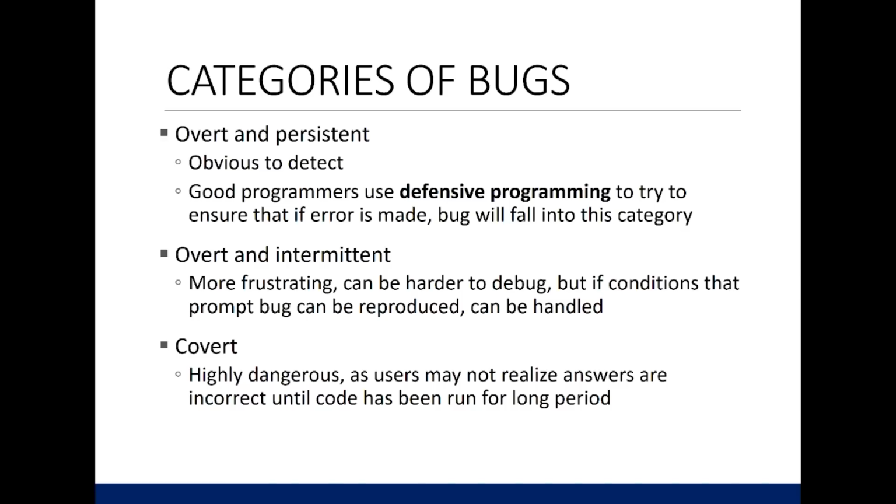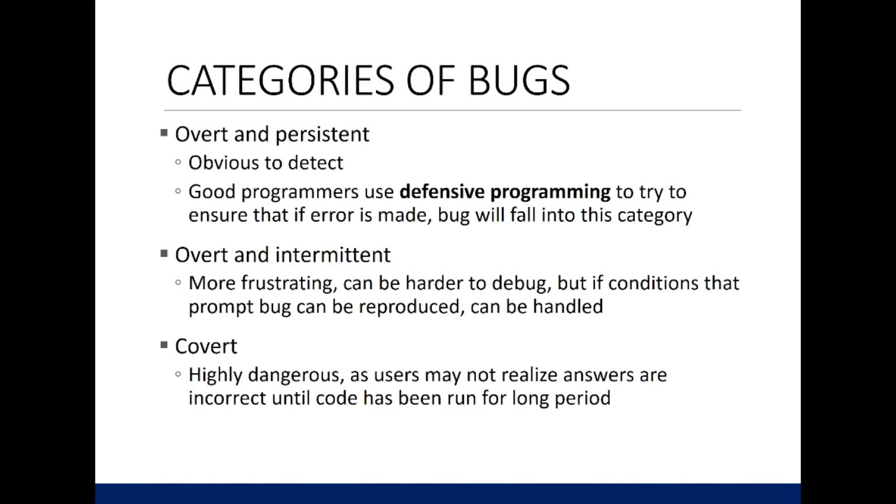Overt and intermittent obviously are more frustrating. They're harder to debug. But if the conditions that prompt the bug can be reproduced, they can be handled. And that often is what you'll do here. You know there's an overt error here. You just have to try and figure out what were exactly the right conditions to make sure that the bug reappears, and that'll allow you to isolate where you want to go to try and find the bug and remove it.